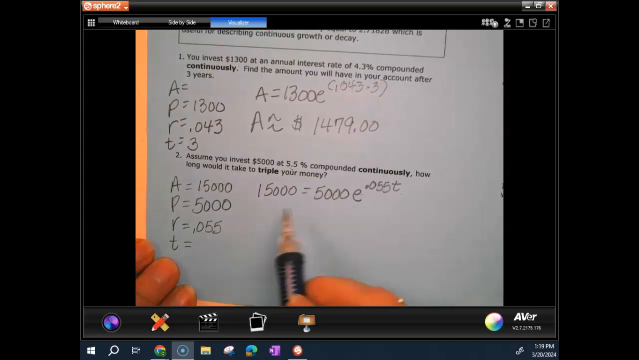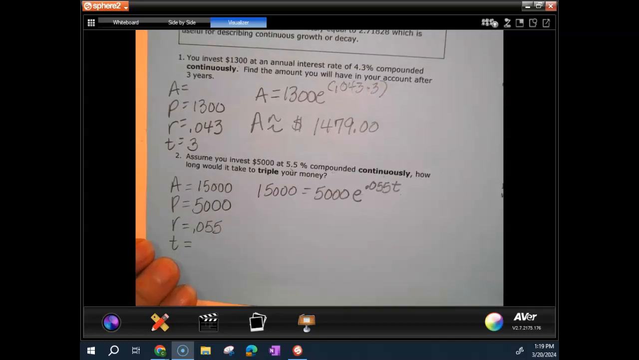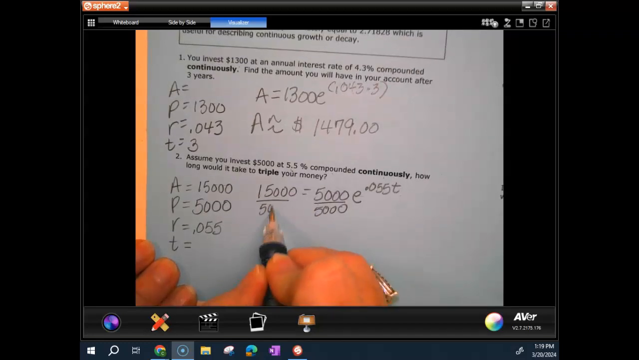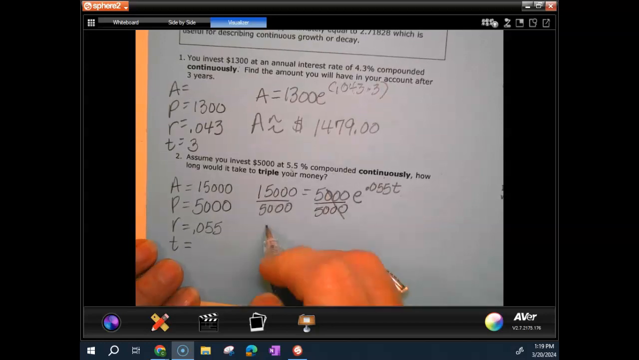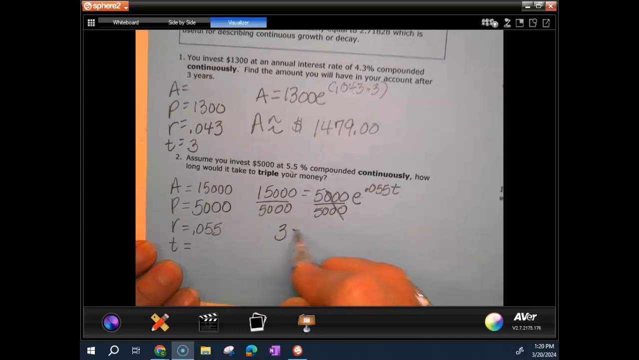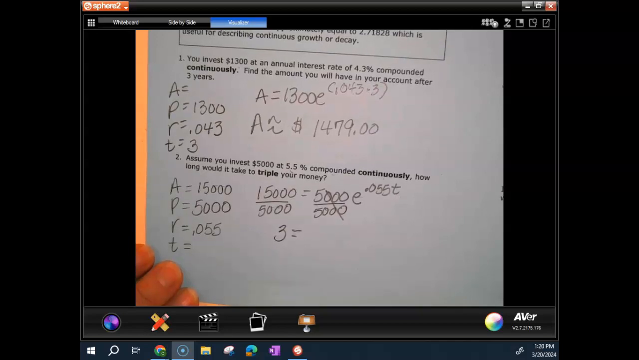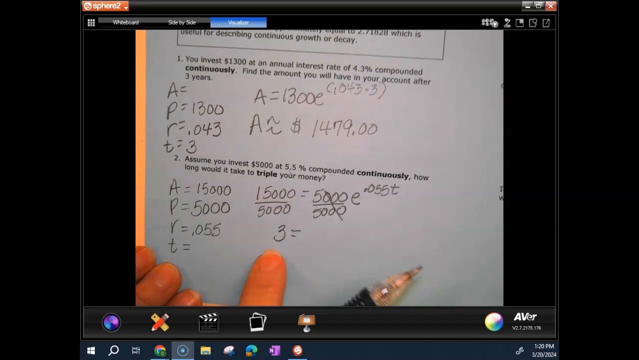So the first thing I have to do is divide, right? I have to get the E by itself. So I'm going to divide both sides by 5,000. So when I take 15,000 divided by 5,000, y'all, what do I get? 3, because I'm tripling, right? So if we did a problem, and let's say they said the money doubled, but they didn't give you any money, you would put the 2 here. If it says quadruple, you would put the 4, okay? So you don't always need the A and the P. It would go right here, though, okay?